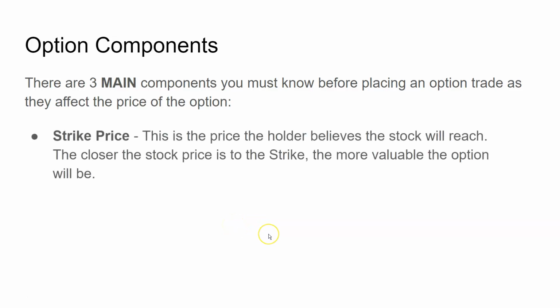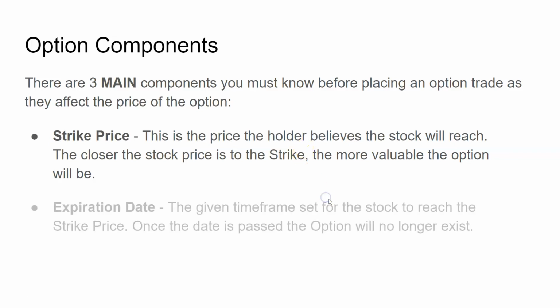The first one is the strike price. This price is the price that the holder believes the stock will reach. The closer the stock price is to the actual strike, the more valuable the option will be.